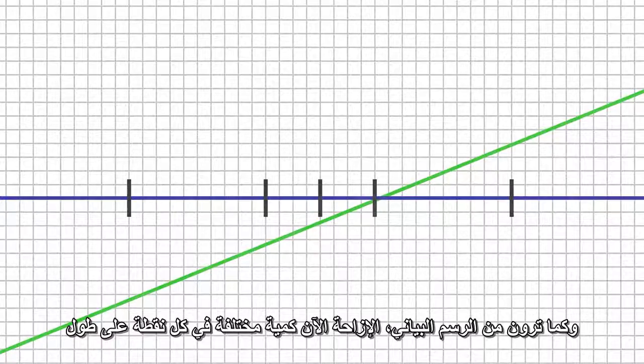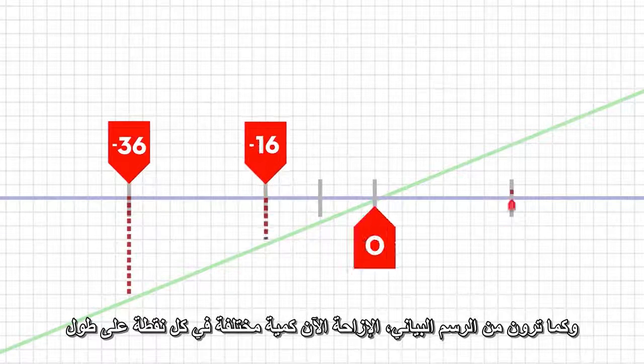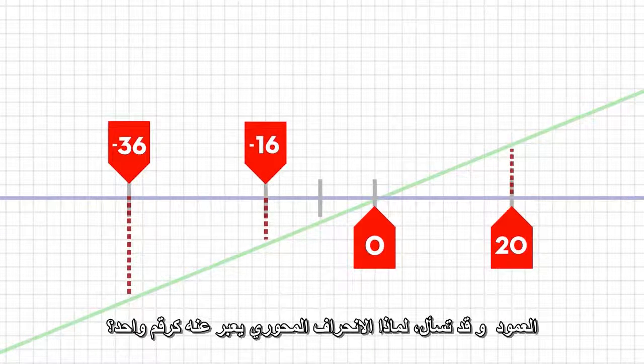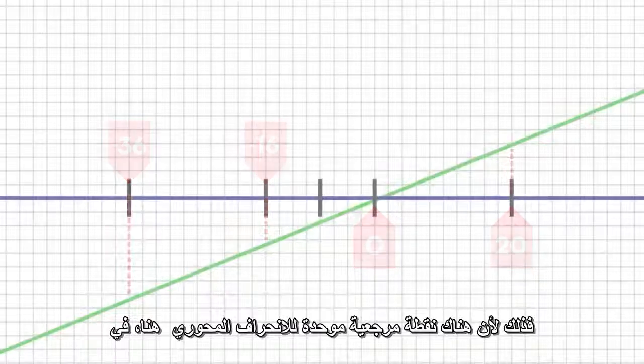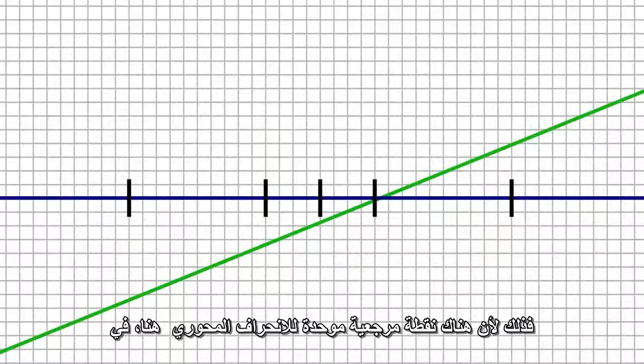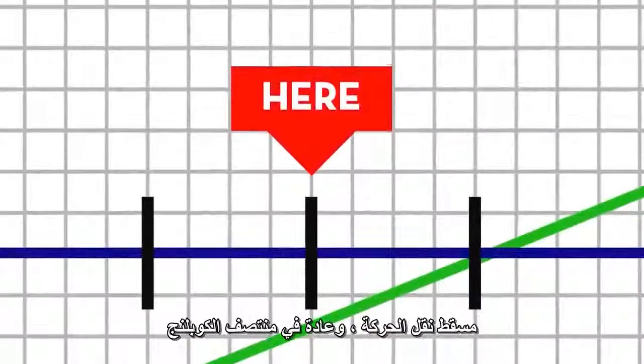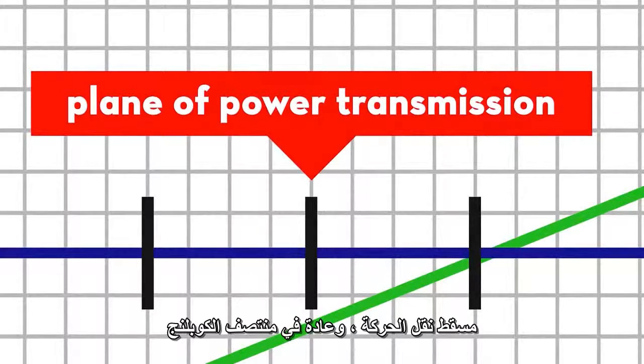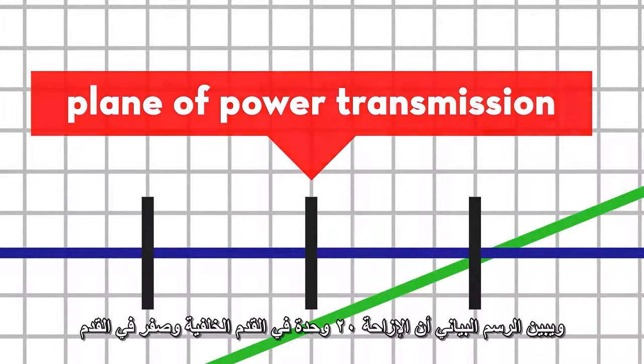Now, what about the offset? As you can see from the graph, the offset is now a different amount at every point along the shaft center lines. You might ask, why is the offset expressed as a single number? It is because there is a standard reference point for offset misalignment here, at the plane of power transmission, typically at the center of the coupling.